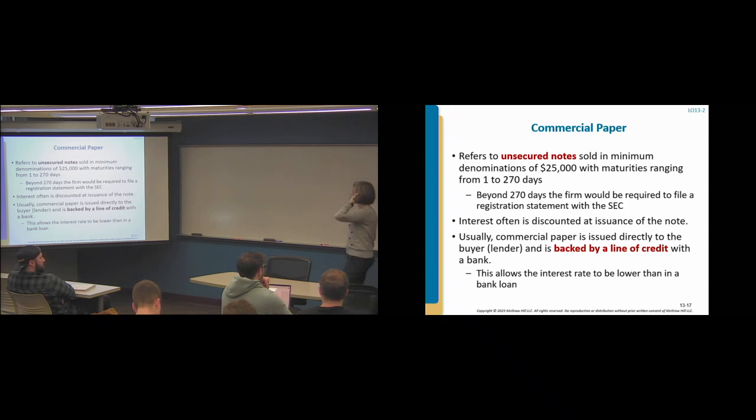Anything beyond 270 days would require a company to file paperwork with the Securities and Exchange Commission, something everybody would like to avoid if possible. So that's why we keep those to 9 months or less. With these, this is usually a discounted note, so interest is usually taken off at the beginning.